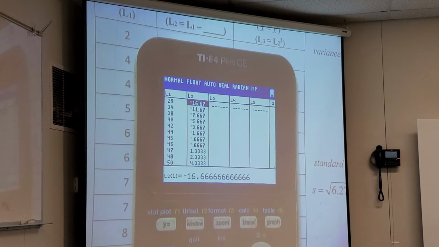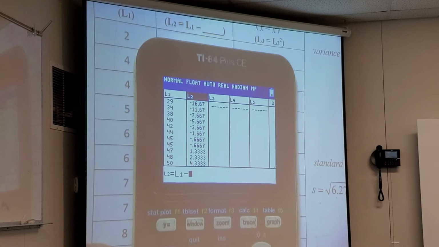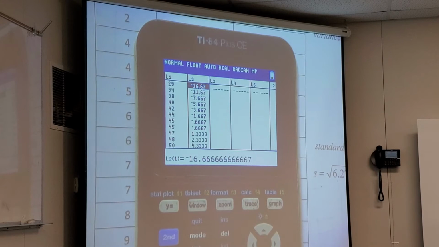Yeah. I think that would work in the table. But you could also do this: L1 minus 685 divided by 15. See that? You could also do that. You can get the same stuff, of course. So my point there is, in general, you don't want to round in the middle of a problem, because then that throws the answer way off. Is everybody okay? I gave you a few options there.